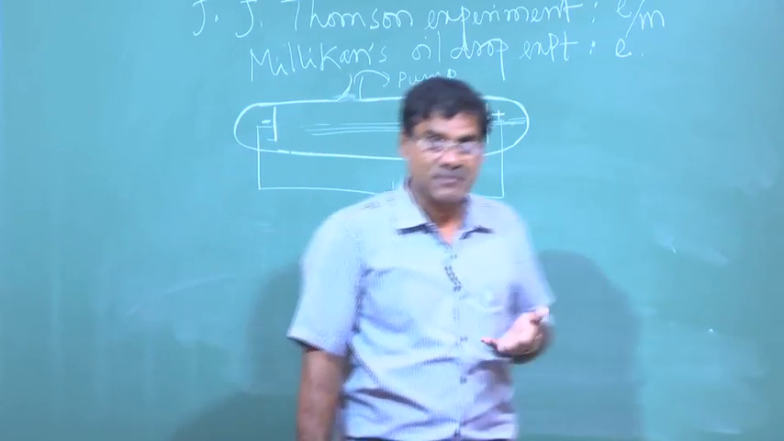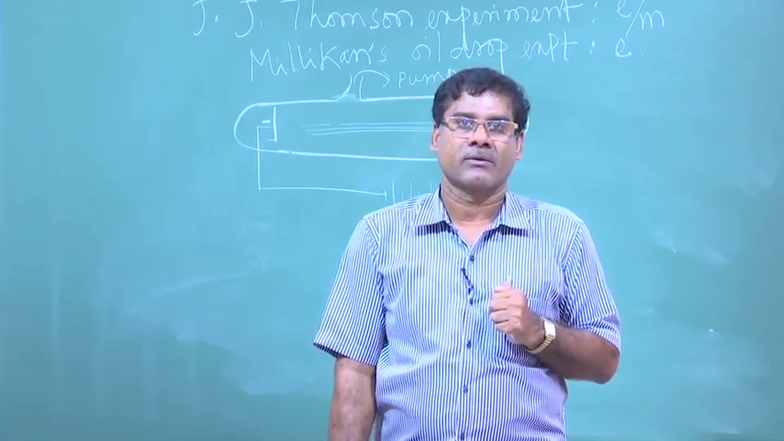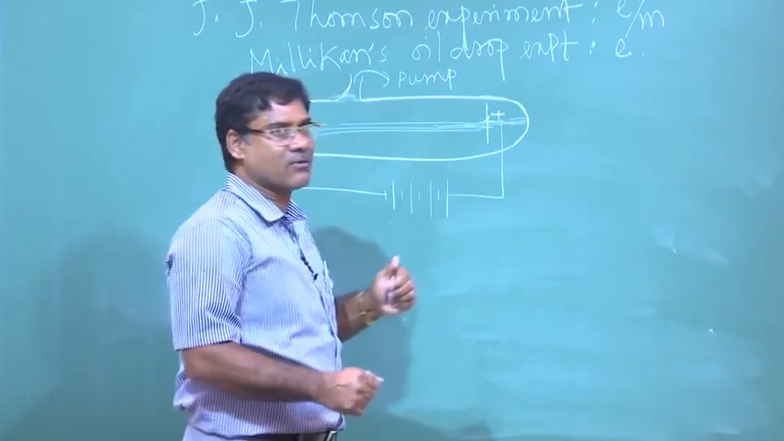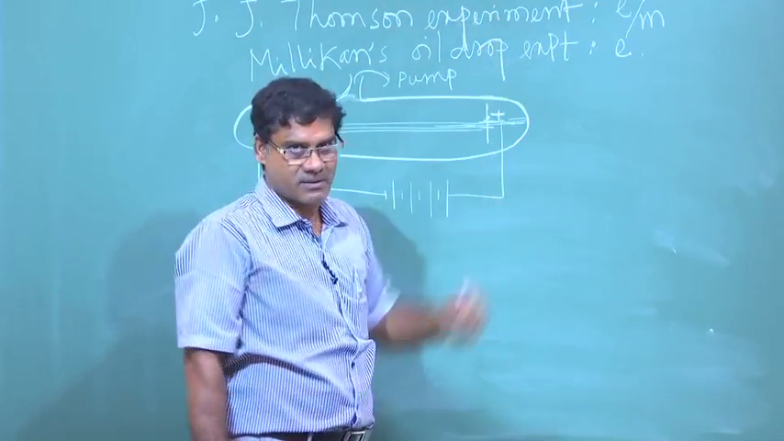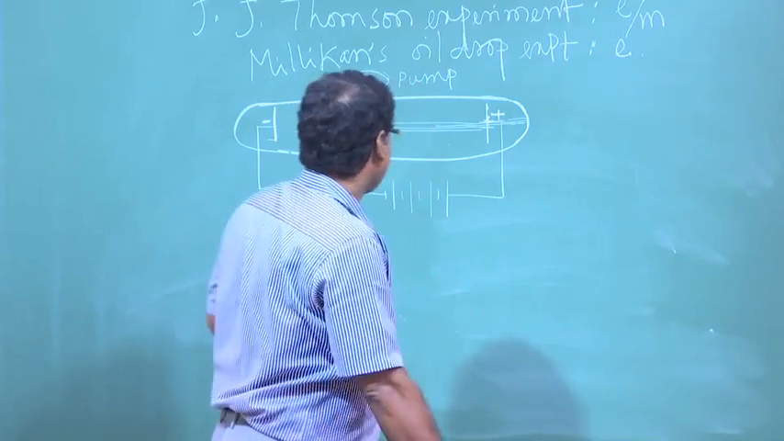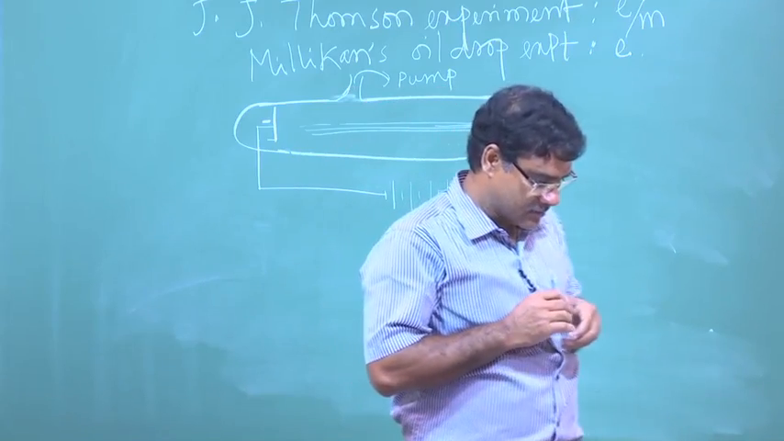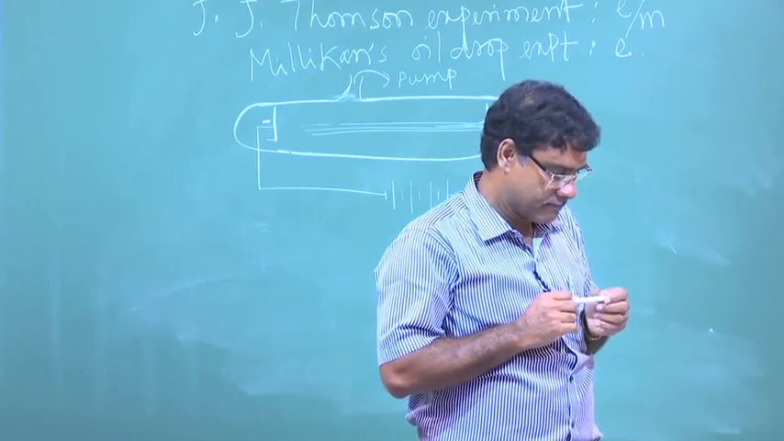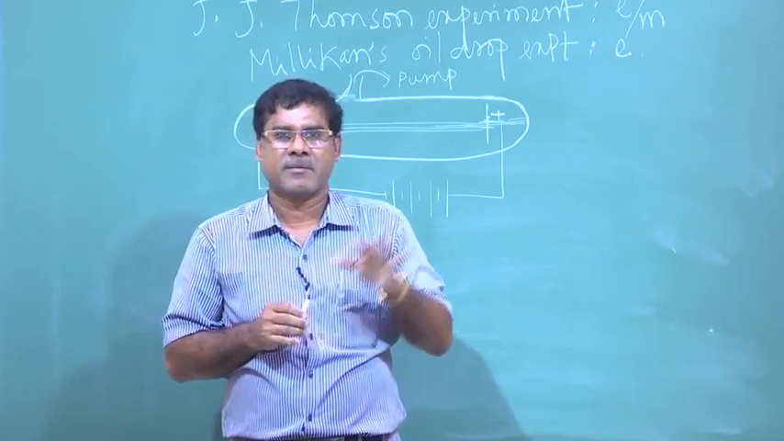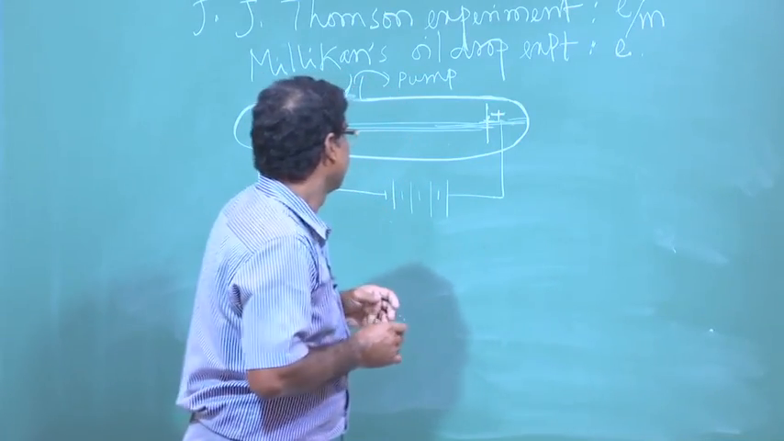It was the German physicist Goldstein who discovered the cathode ray. This cathode ray was used for the Thomson experiment using the discharge tube. I think Goldstein discovered this cathode ray around 1870 or 80, I don't remember exactly, but anyway.